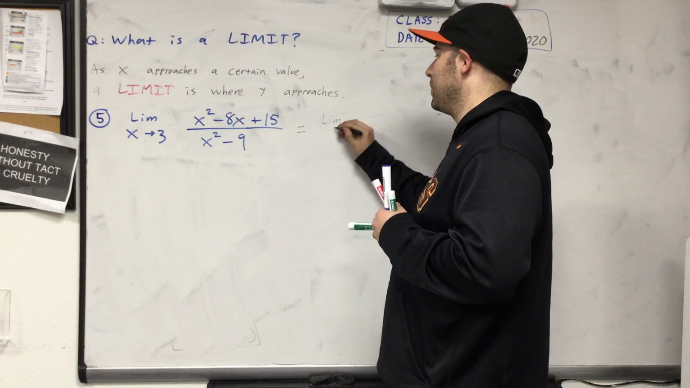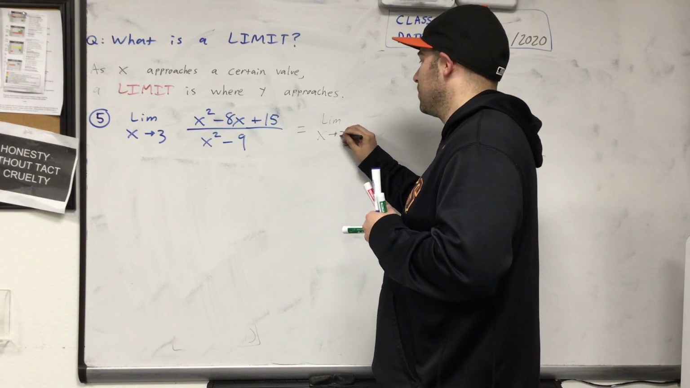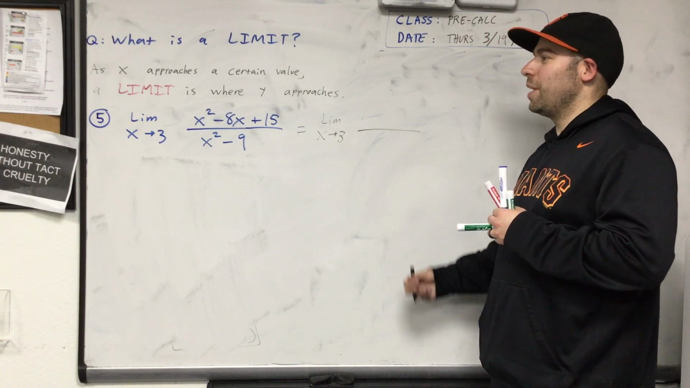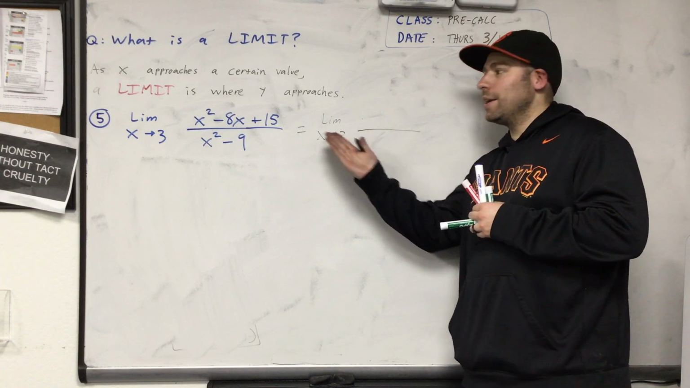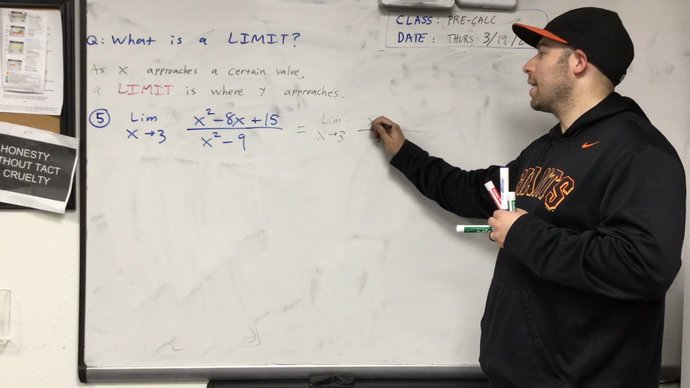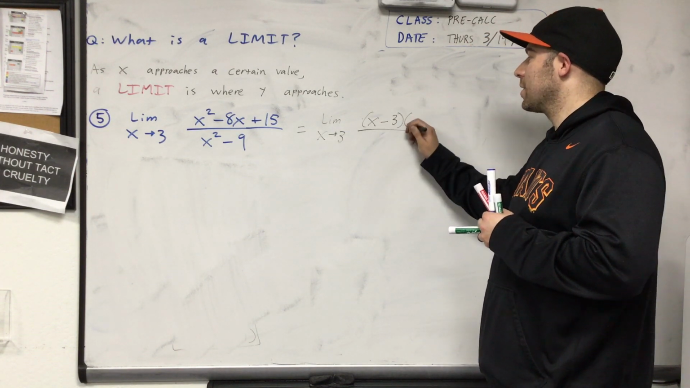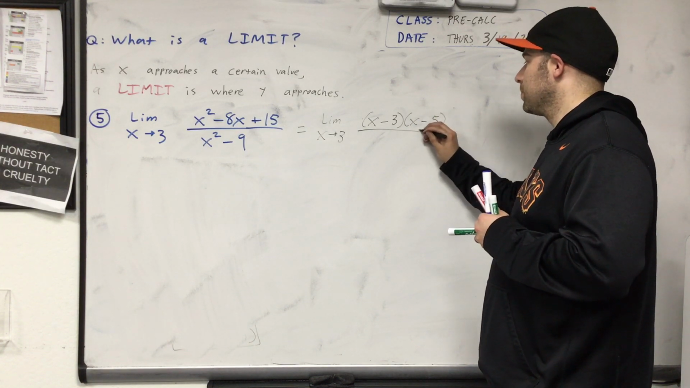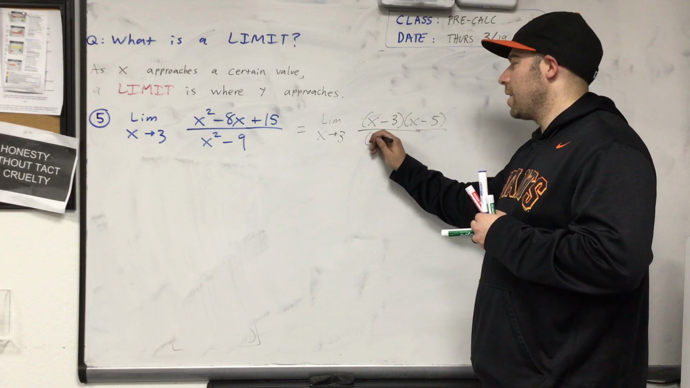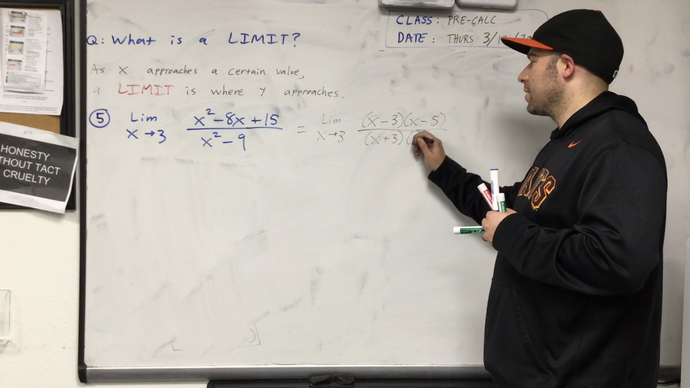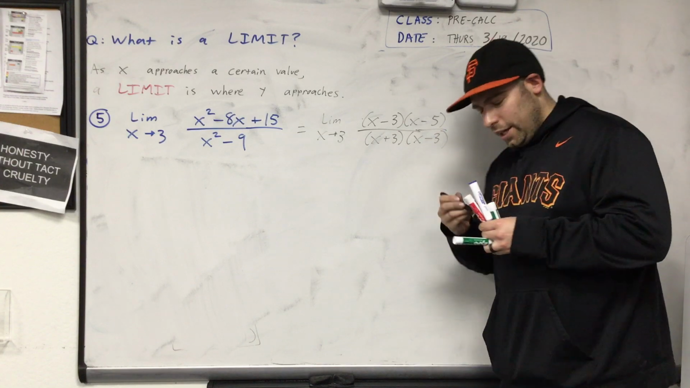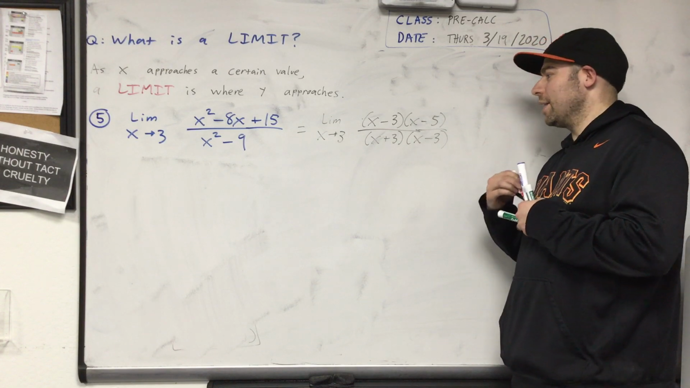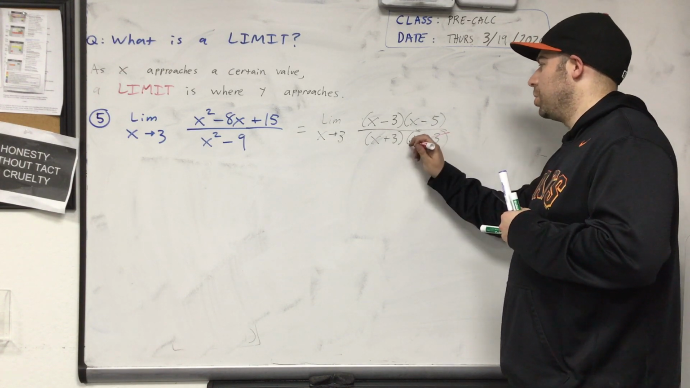So let's do the limit as x approaches 3 for x squared minus 8x plus 15. If you go back, you know how to factor this. You should get x minus 3 times x minus 5. And now the bottom is x plus 3, x minus 3. Is there anything that cancels out? Yeah, that x minus 3 over x minus 3 should cancel out.